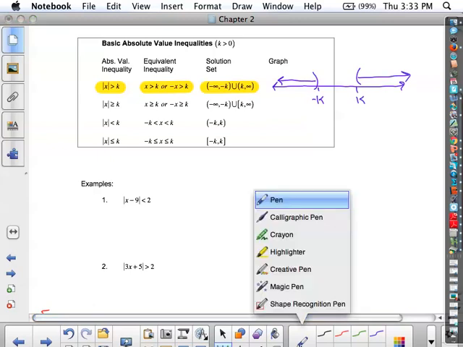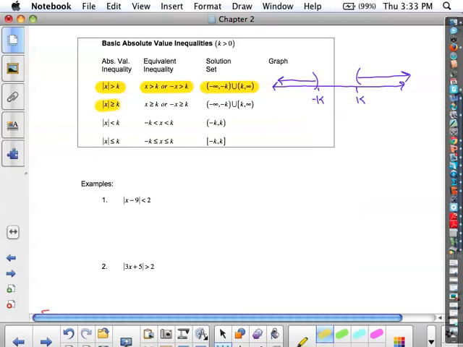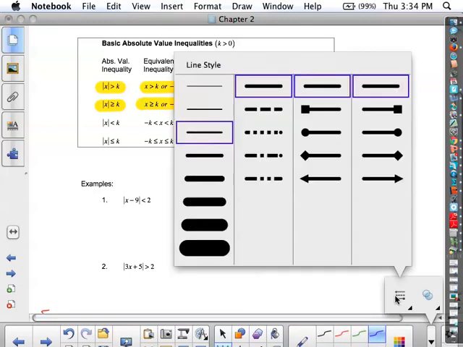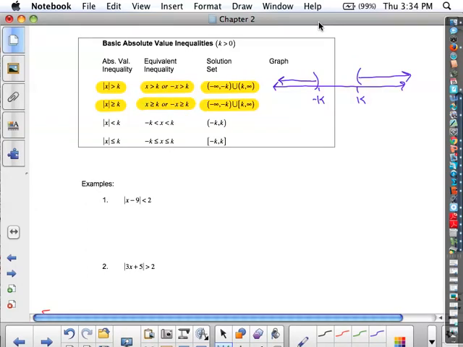The next one, very similar. The absolute value of x is greater than or equal to k. So now x is greater than or equal to k, or negative x is greater than or equal to k. And so for this solution set, just like the previous, the only change is now that k and negative k are both included. So we use the brackets. So that's that one. This is this one. So at minus k to negative infinity, and then positive k to positive infinity.